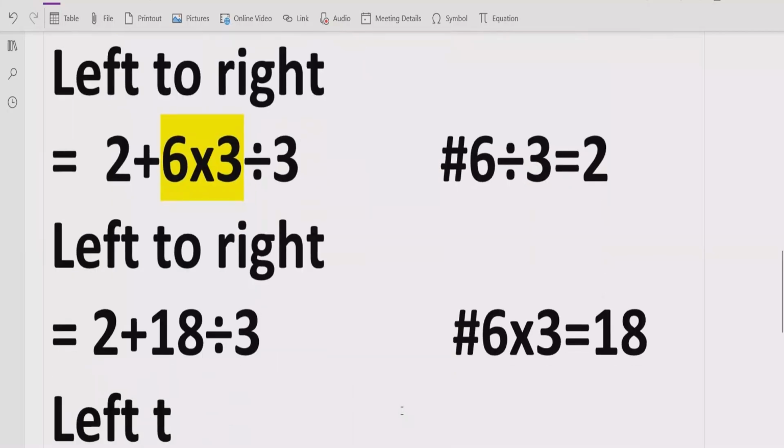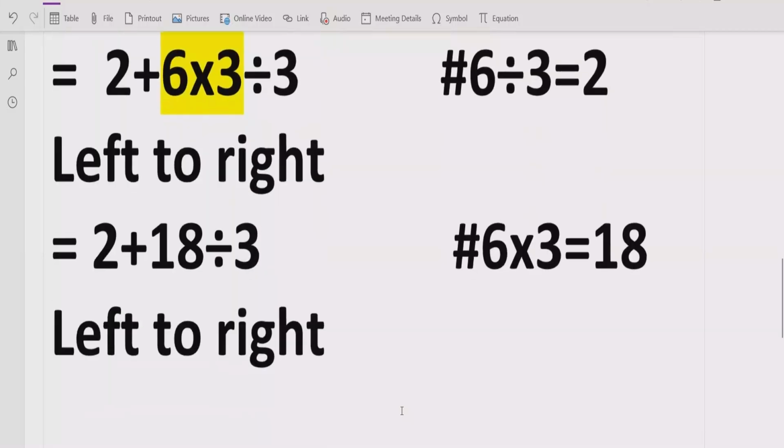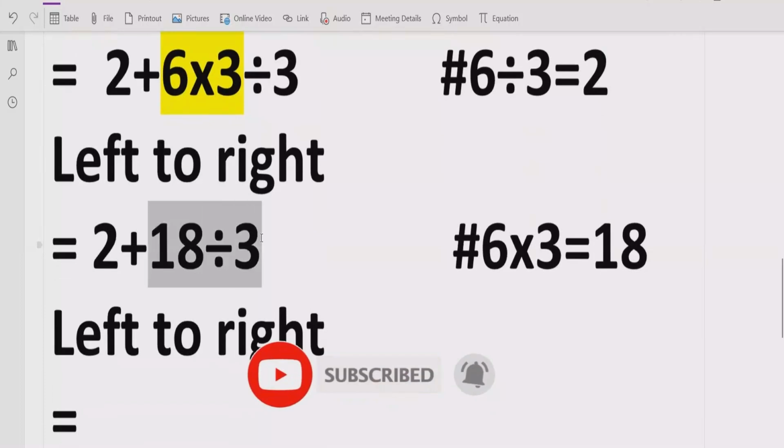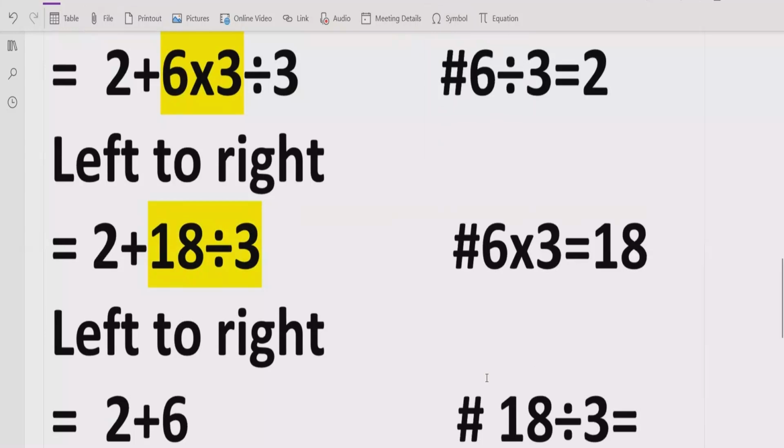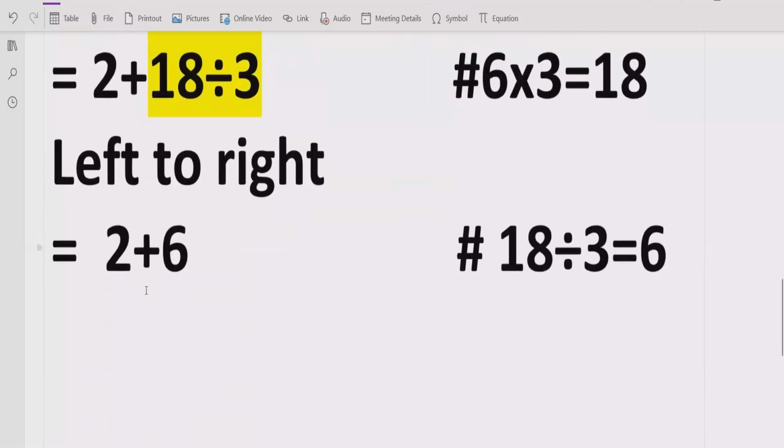Now again we have to go left to right and see multiplication and division. So here we have this division. We will write 2 plus 18 divided by 3 equals 6. And here we will give the reference: 18 divided by 3 equals 6. Now we have two terms which are added to each other. So here the answer of this expression is 8.